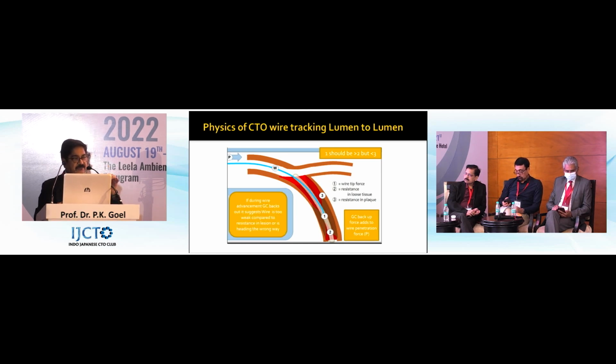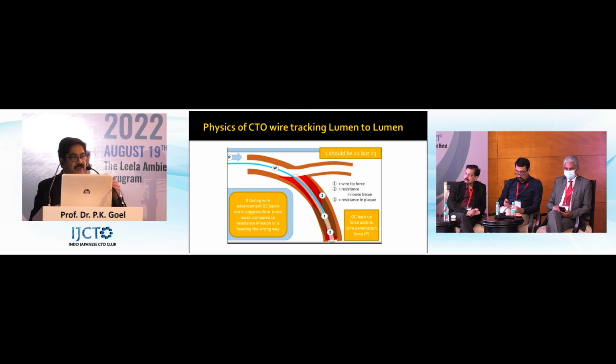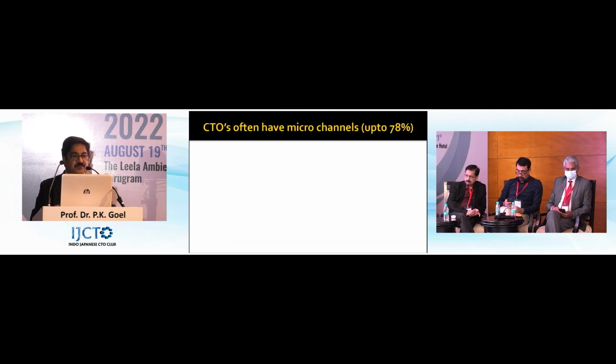In this physics, if your guiding catheter is going back while working on the CTO, the guiding catheter backup force is also acting in tandem to the wire tip load or the wire tip force. So if it is going back, that means either your wire is not as strong, you have to improve the wire, or you have to improve the guiding catheter support. With this, you will be able to tackle or go forward. This is the basic principle.